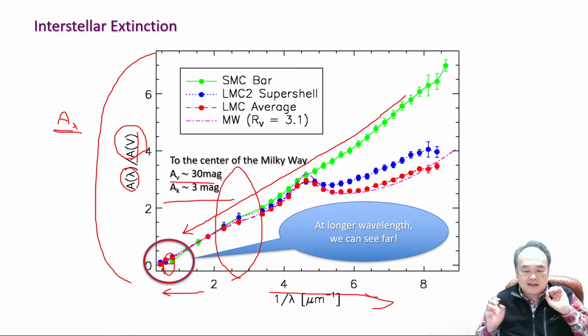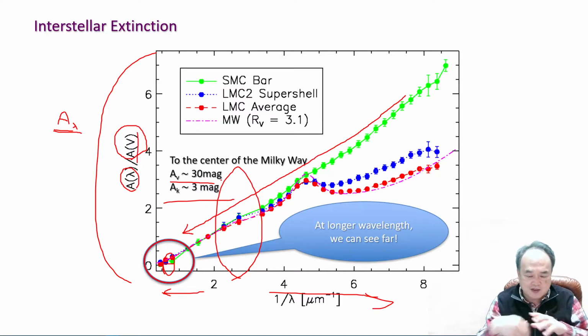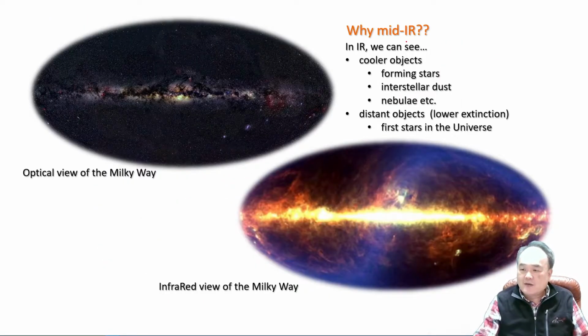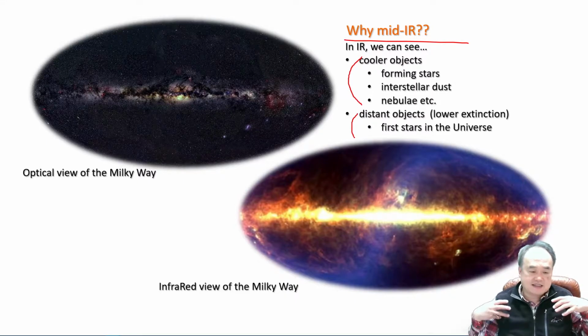So at K band, and even more so at longer wavelengths in the mid-infrared, we can see through intervening materials. So why mid-infrared? We can see brand new types of objects, and because of the low extinction, we can see far.